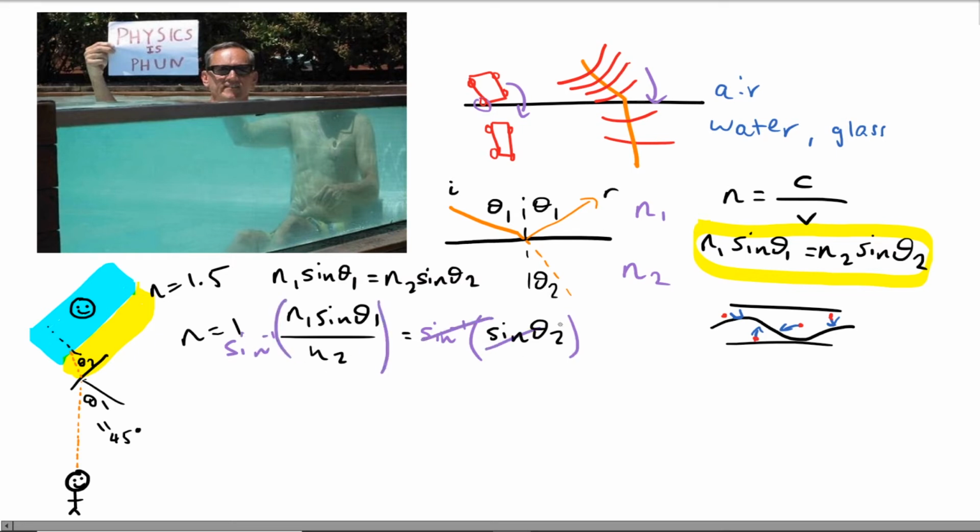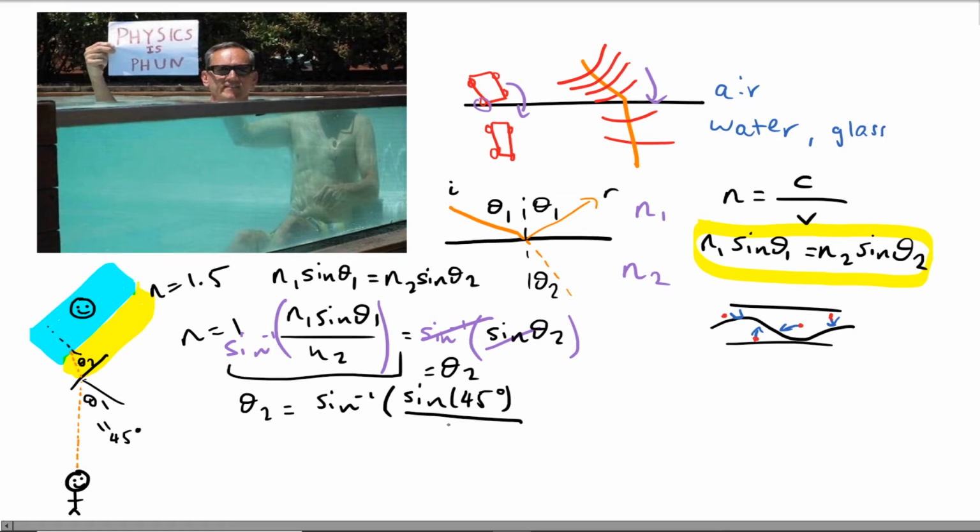Sine inverse and sine cancel, so I will have theta 2 is this expression on the left. Now that I've solved for theta 2, I can put in my values. Theta 2 is sine inverse of, what was n1? It was just 1 because the first material is air. Sine theta 1 was sine of 45 degrees.